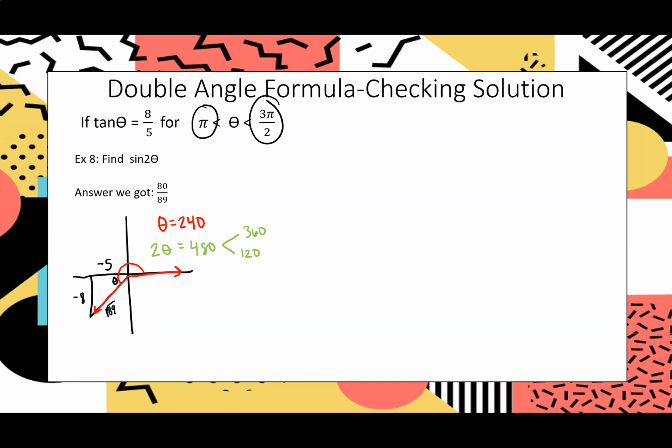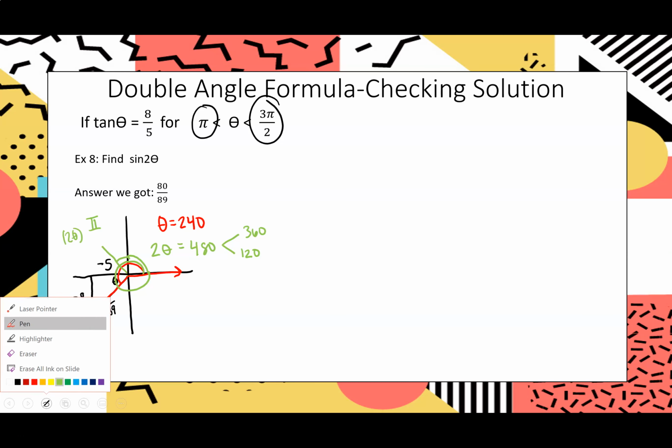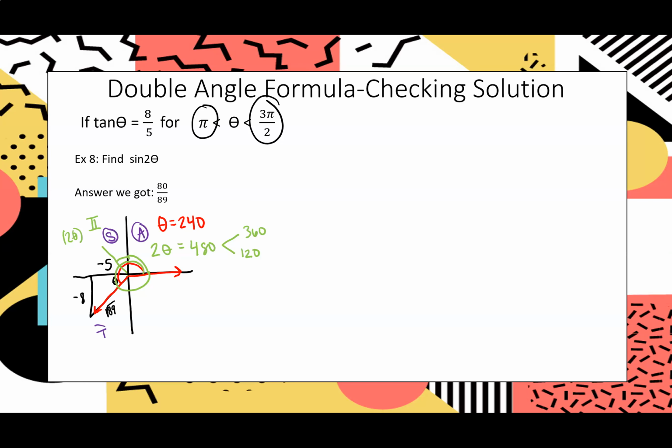Okay, so my 360 is going to go around once, and then I've got a 120, which is going to be a 90 and a little bit more. Okay, so my 2 theta is going to end up in the second quadrant. That's where my 2 theta is going to be. And remember, all students take calculus. So here, sine should be positive, and we got a positive answer. So we are wicked happy. All right, last thing that we're going to do here is actually find the right answer as a decimal.